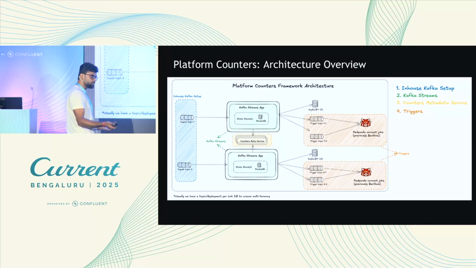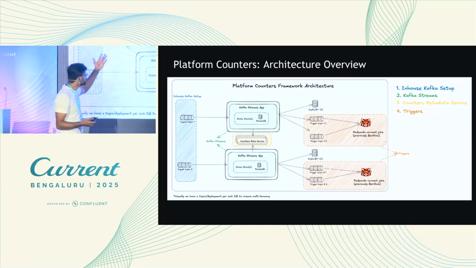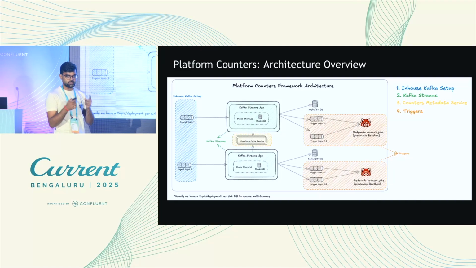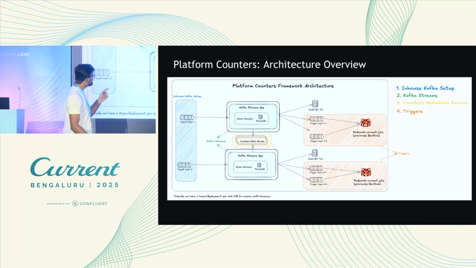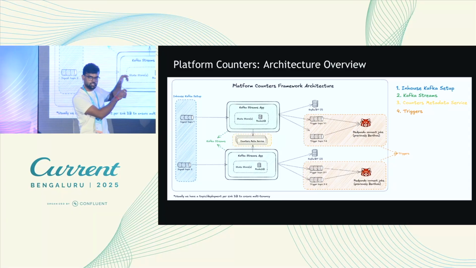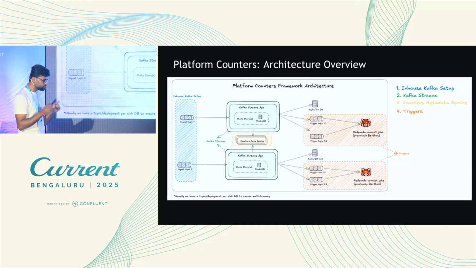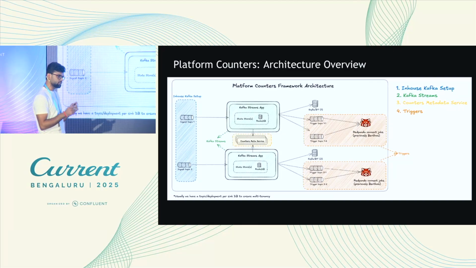We have some ingest topics where product teams are pushing their counter events directly into the system. We have Kafka Streams apps that are running, consuming from these ingest topics. Again, we have something called a counters metadata service, and some components called triggers. We'll go into details in the later slides. One important thing to note here is that we had a per table, per topic kind of configuration. It's like a multi-tenancy thing.